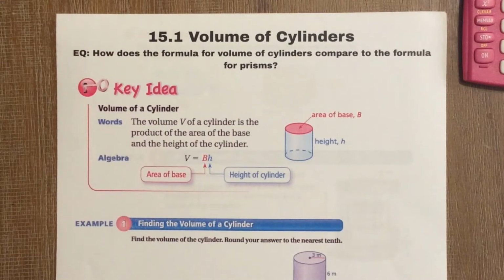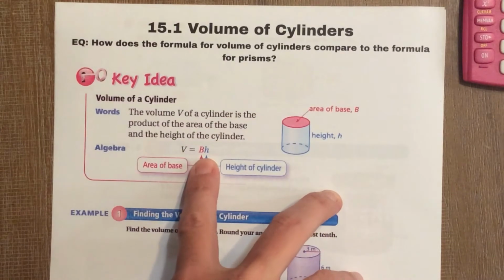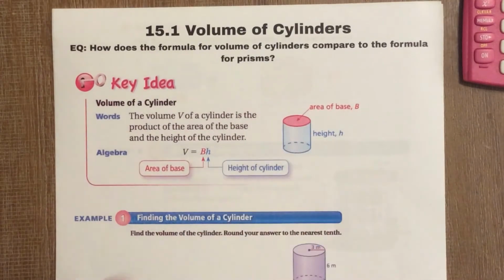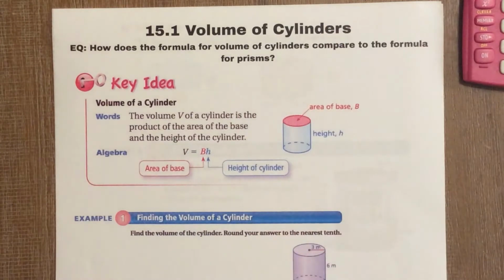If you look at the formula here, it's volume equals base area times height. So although a cylinder is not a prism, finding the volume of it functions the same way. You take the area of the base and multiply it by the height. So you kind of already know how to do this. Like I said earlier, this is an 8th grade chapter.